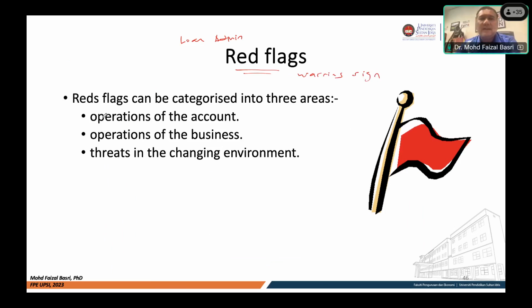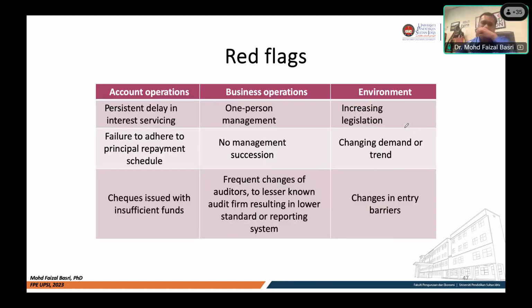So the red flags can be categorized into 3: how the customer operates the account, how the operations of the business. Kalau the peminjam tu adalah business owners, we can see from the operations of the business. And number 3, threats in the changing environment. So this is all from external environment. External ni, when we say external, it means it can be government policy, it can be the industry punya change in terms of their landscape and whatnot lah. Okay, so I just pick a few as ni to give you some flavors. What does it mean by red flags?